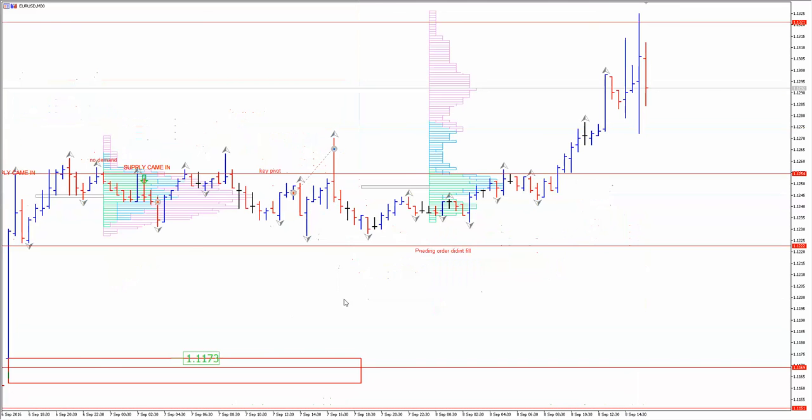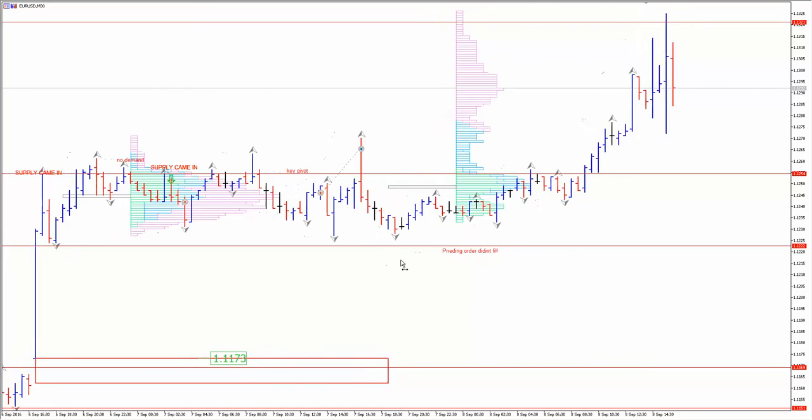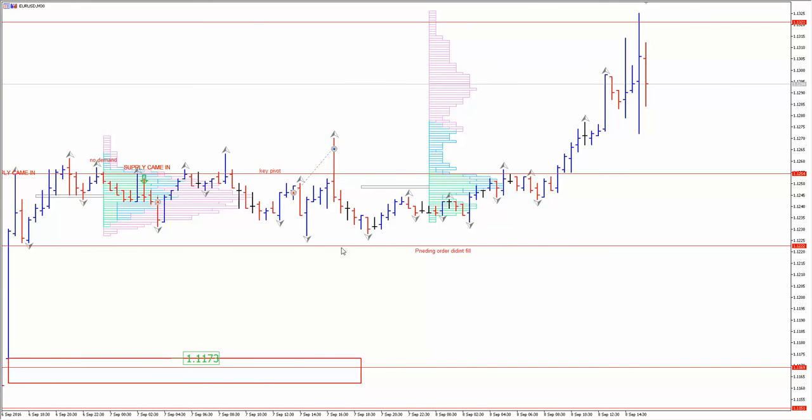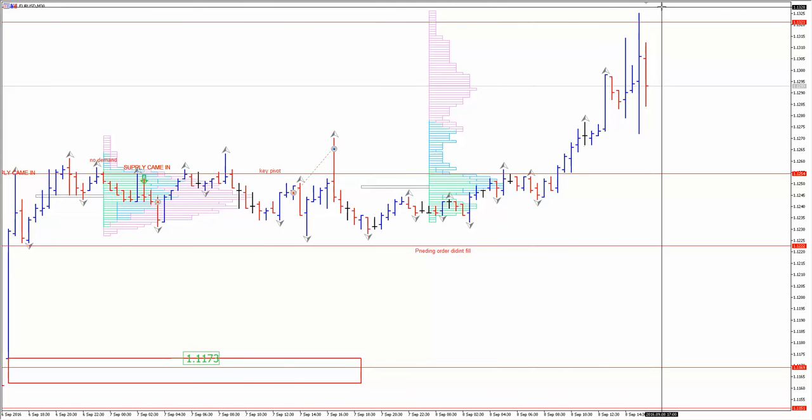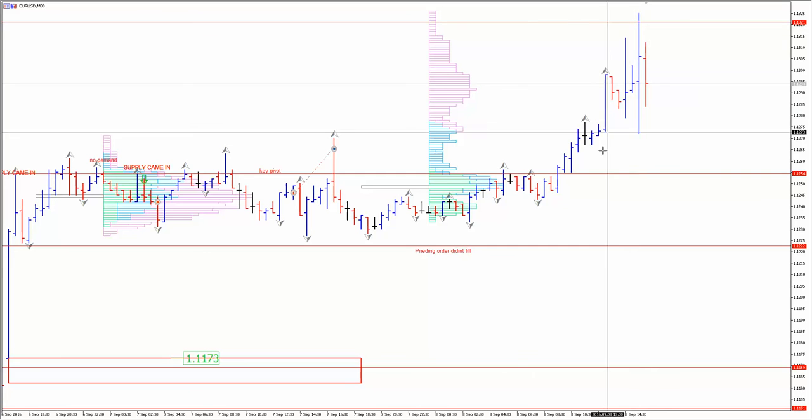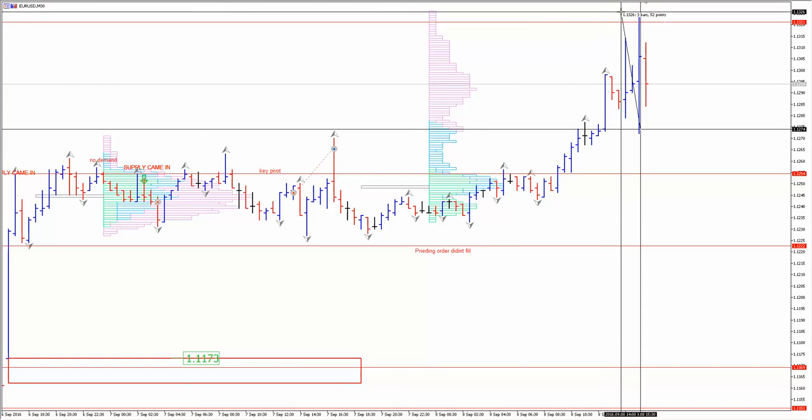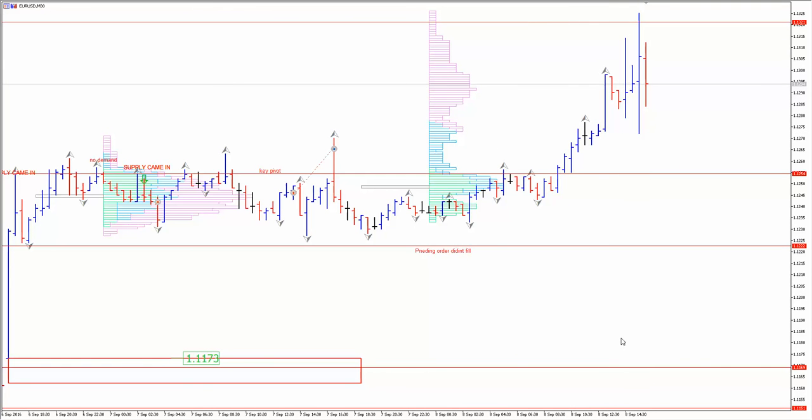Euro USD is for me right now not tradable. The pending order didn't fill here. If you follow my work, I had a pending order one tick below this swing low that didn't fill, and the price went higher on the news, the ECB meeting, like a reaction to that. So this demand here, 52 pips. Anyway, this is absolutely not tradable for me at all. This can be only a news effect. I don't like to trade anything here.